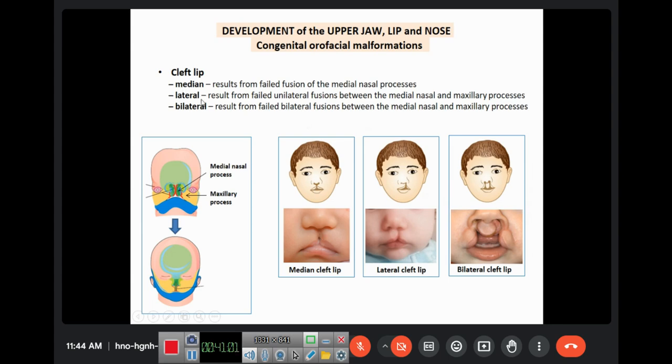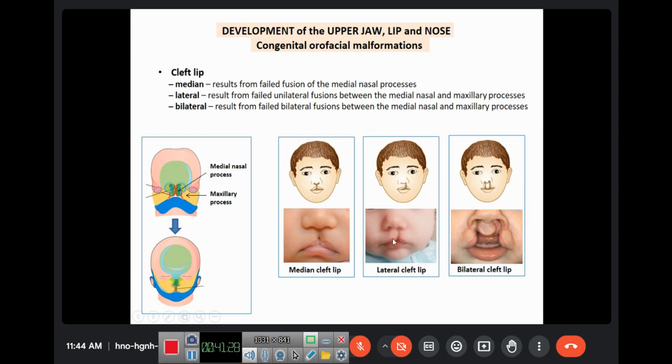Lateral cleft lip is the result of the failed unilateral fusion between the medial nasal and the maxillary process, shown in this red line. Unilateral means only on one side, on the left or right side. And this is what we will see as the result.